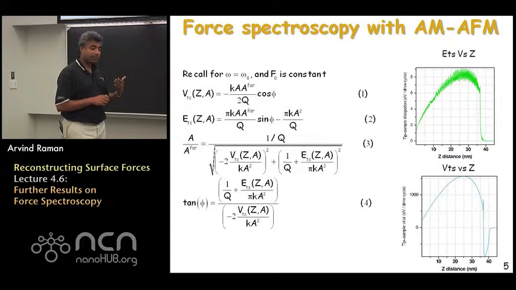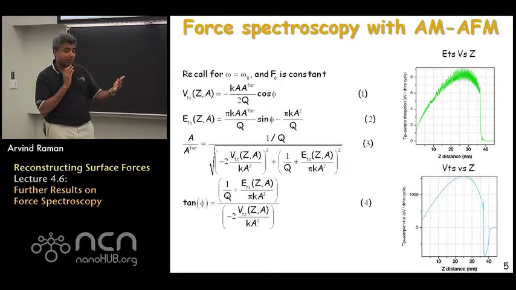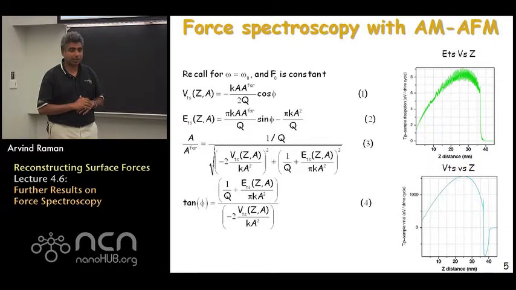So one cannot expect to use the amplitude versus Z alone to get the conservative interactions. And one cannot expect to use the phase versus Z to get the conservative interactions. Both have to be coupled, and we have to use both of them to untangle the conservative and dissipative interactions, if we do come up with a scheme for doing so when one approaches the sample in tapping mode. Again, this is different from frequency modulated AFM, where the frequency shift versus Z alone can be used to back out the conservative interaction force as a function of distance.